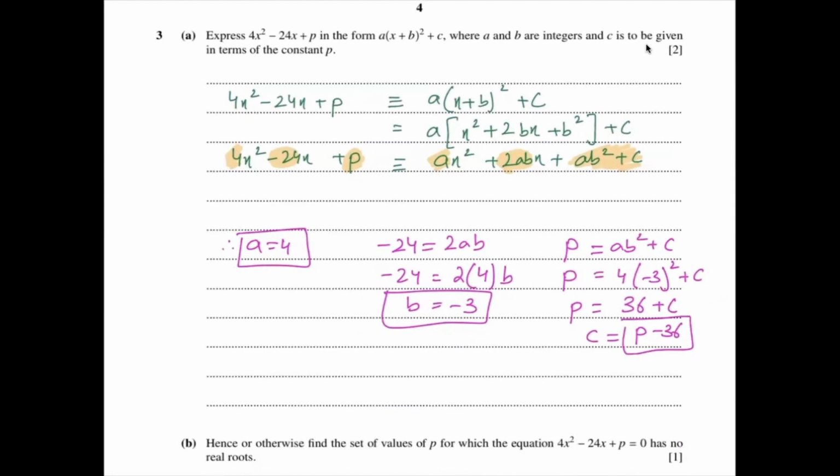So the completing square form would be 4(x − 3)² + (p − 36).